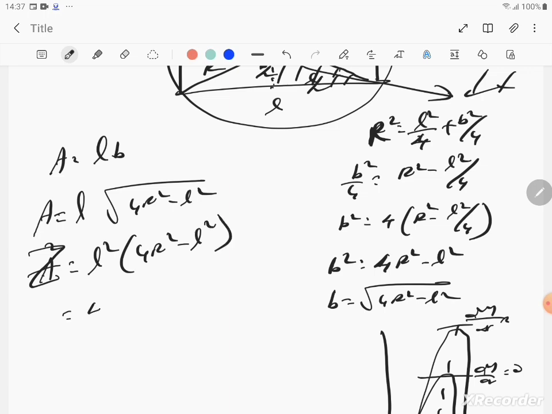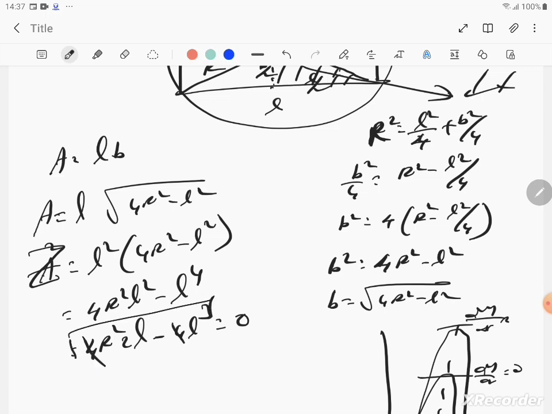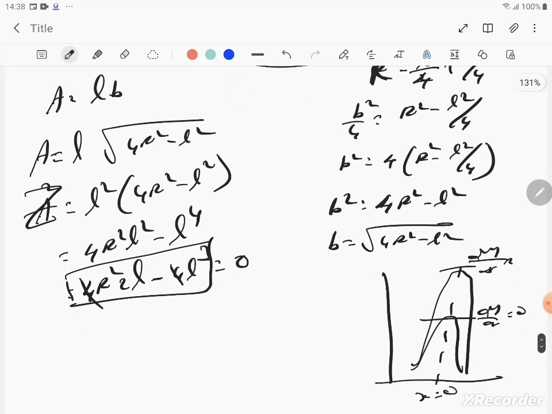Taking it inside, 4r square L square minus L to the power 4, where 4r square is a constant, I will get 2L minus 4L cube is equal to 0. So then 4 and 4 get cancelled. This is the differentiated value, right? Make sure you box it, because even if you're cancelling now, you should remember that for double differentiation, you should take what has not been cancelled.